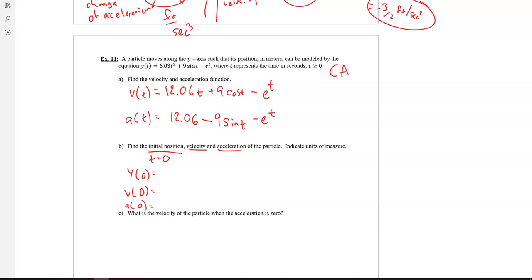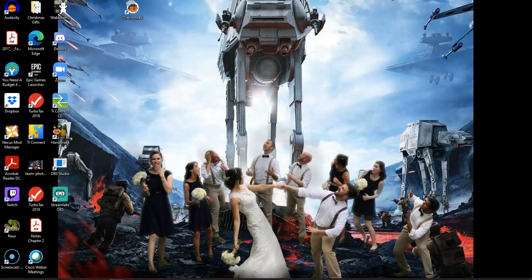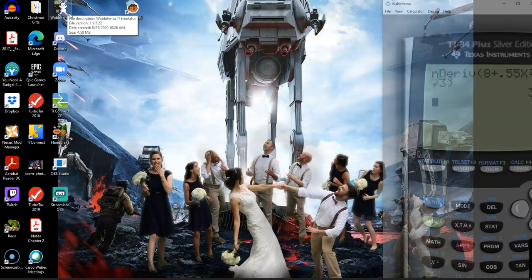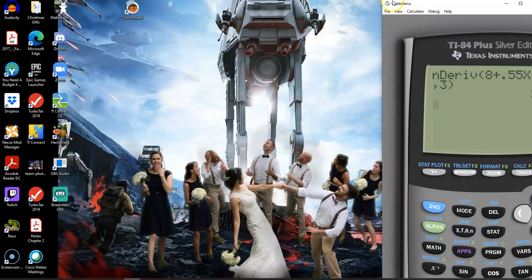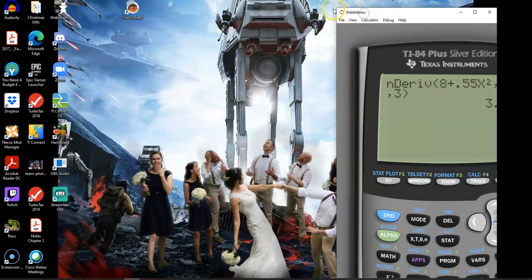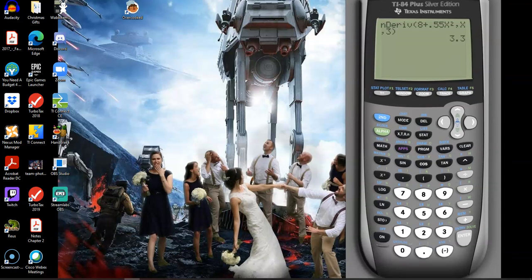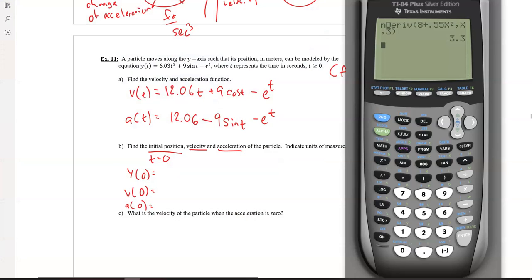Now let me show you some kind of magical stuff you can do with your calculators, especially if you have one of the newer, nicer calculators. I have to minimize this. You guys get to see my messy desktop in a wedding photo. Very exciting. Yes, we had an AT at our wedding. Jealous? All right, so anyway, here we go.